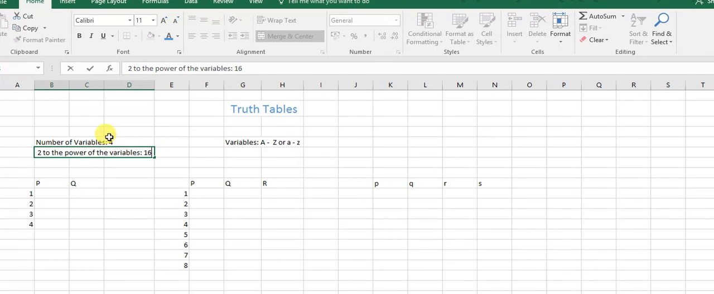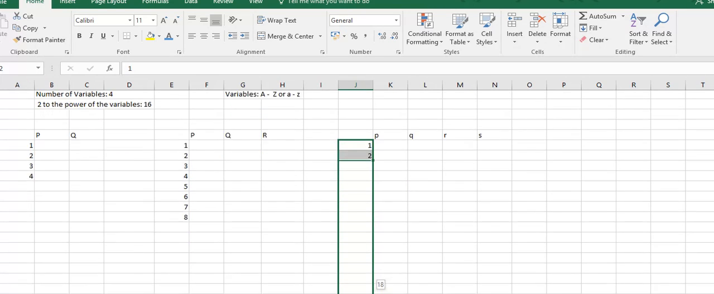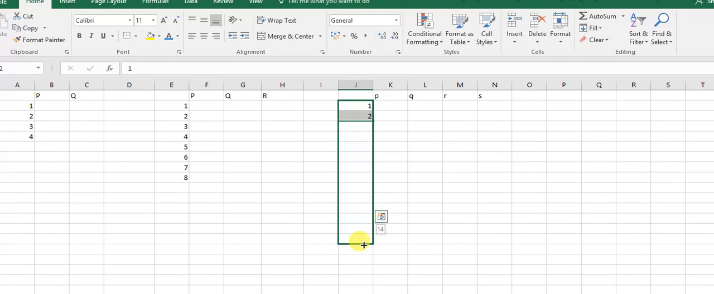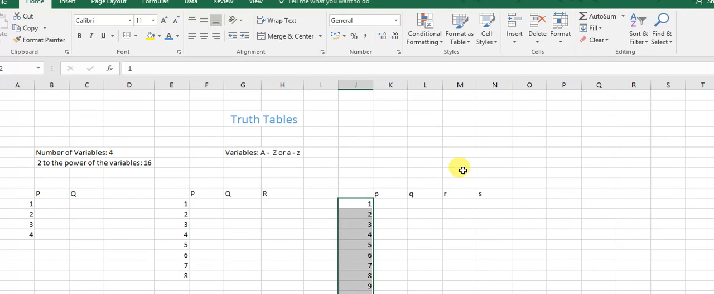It's basically you count how many variables you have, and then you raise 2 to that power, and the number you get is going to be the number of rows you will have for that equation. So you can do this, and this would go up to 16. Okay, 16.